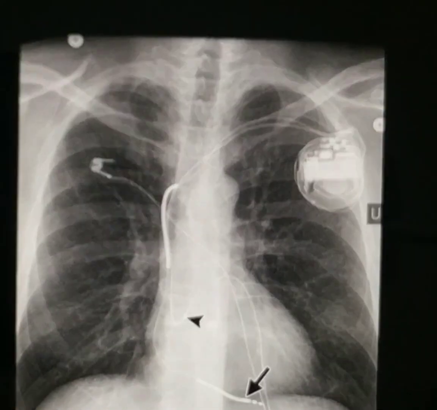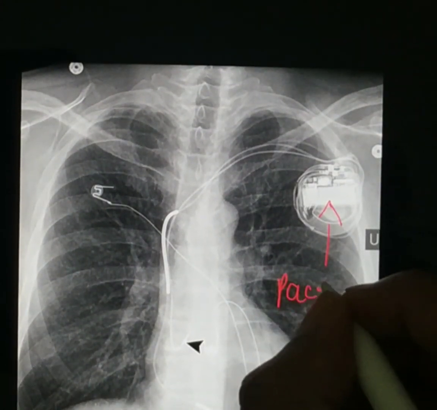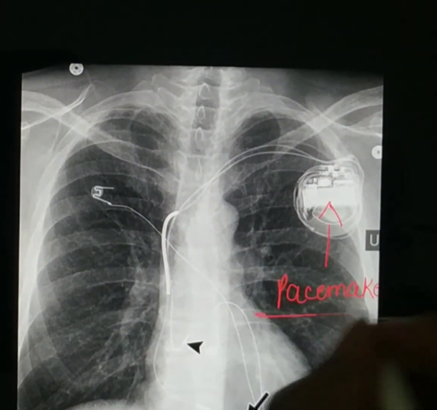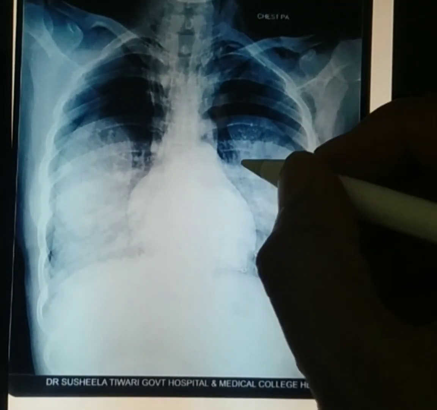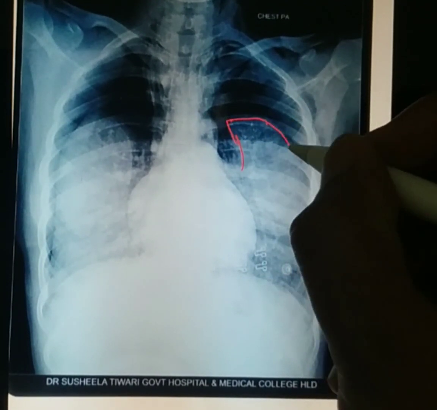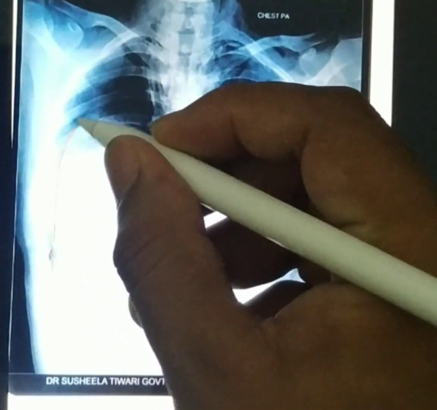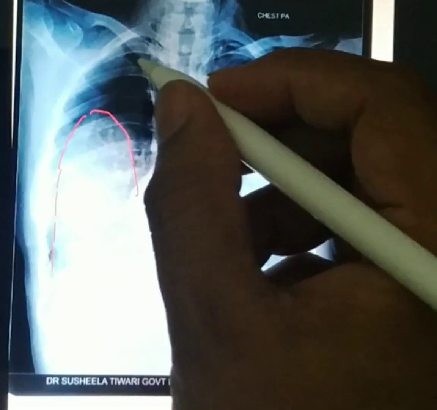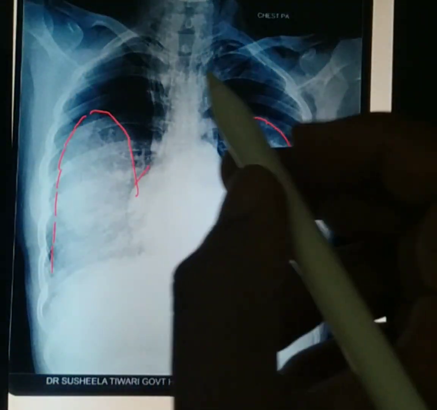This is the X-ray. In this X-ray, you can see the pacemaker. This is the X-ray of bilateral pneumothorax. You can see the lung markings here. This is the lung border. Here also you can see the lung markings. Both lungs are compressed, and in the upper zone bilaterally air is present. So this is the area of bilateral pneumothorax.